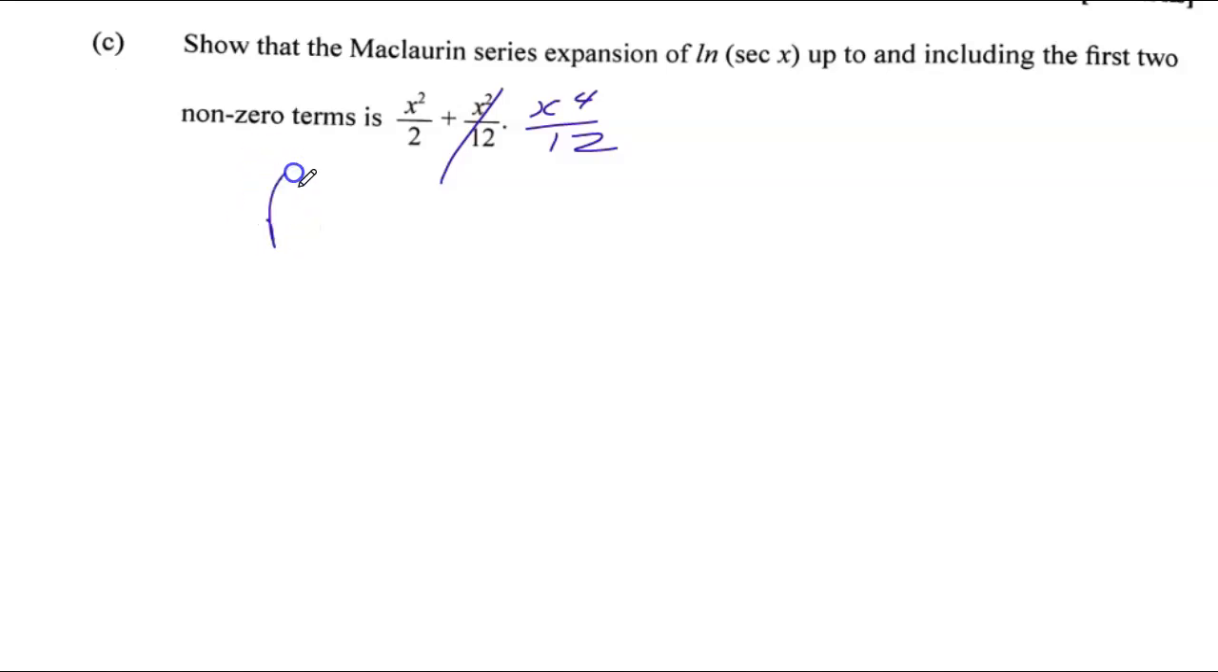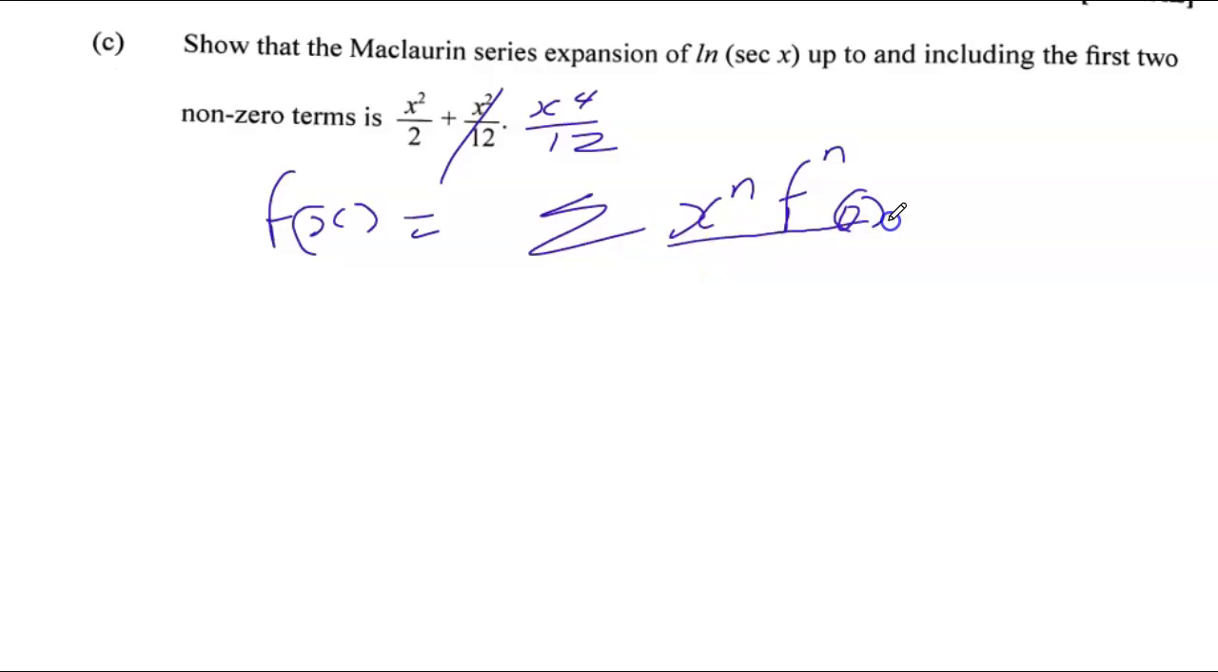So the formula for the Maclaurin series is, a function f of x is the summation of x to the nth power times the nth derivative evaluated at 0 over n factorial. Alright, let's differentiate. And so we know, the function f of x is log sec x.